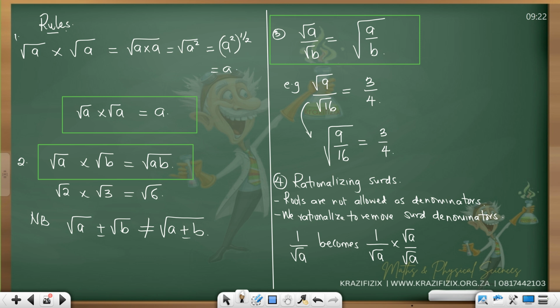We have not changed it. Now if I multiply, what is 1 times root a? It is root a. Now what is root a times root a? It is a. So we have removed the surd from the denominator, and that is called rationalization. Your calculator will not allow you otherwise, so we call it rationalization.